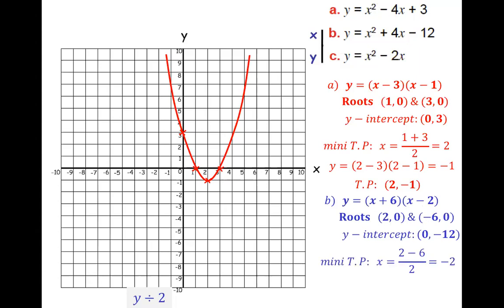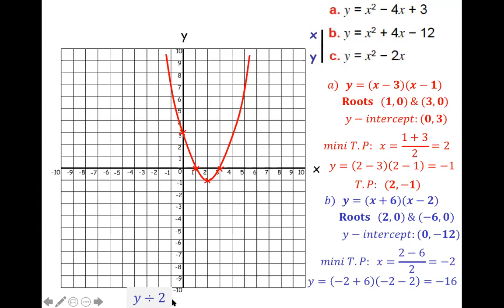The turning point, I'm going to add the roots. 2 and -6 divided by 2 equals -2. And once you've got x equals -2, substitute in the function there. -2 plus 6 is positive 4, times a -4, which gives me -16.